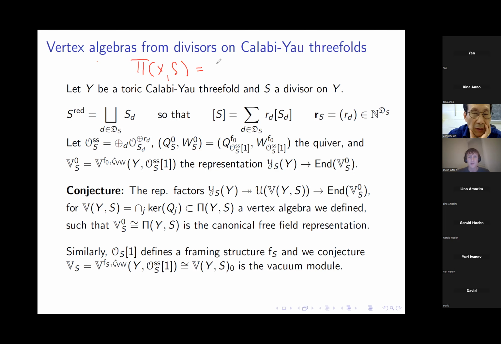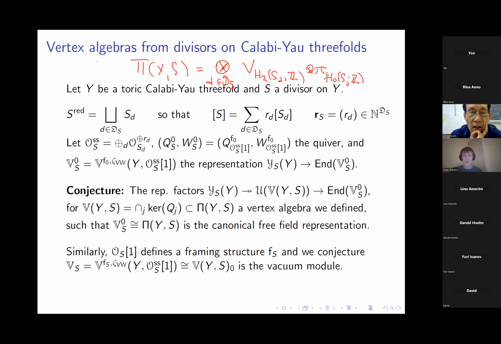So now pi of ys is going to be a tensor product, first over all of the different irreducible components D in the divisor. And then for each of these, if you have a single reduced irreducible divisor, then you can take the lattice vertex algebra generated by H2 of SD with Z coefficients, and then tensor with just a Heisenberg algebra on H0. So this is kind of like a lattice extension of what Grojnowski-Nakajima would find.